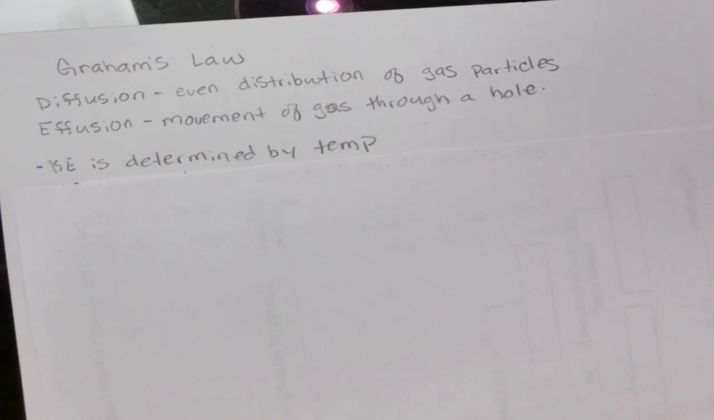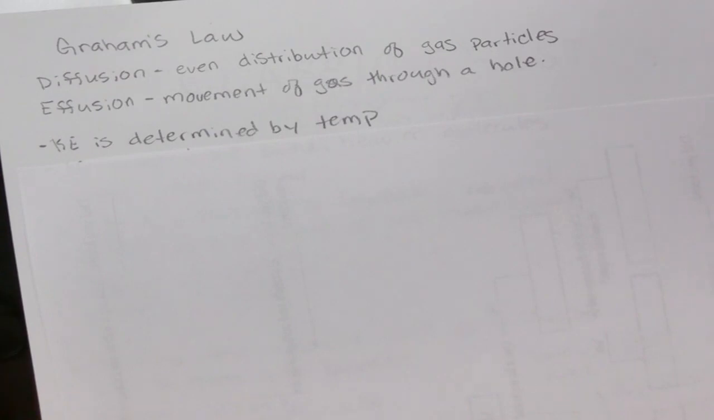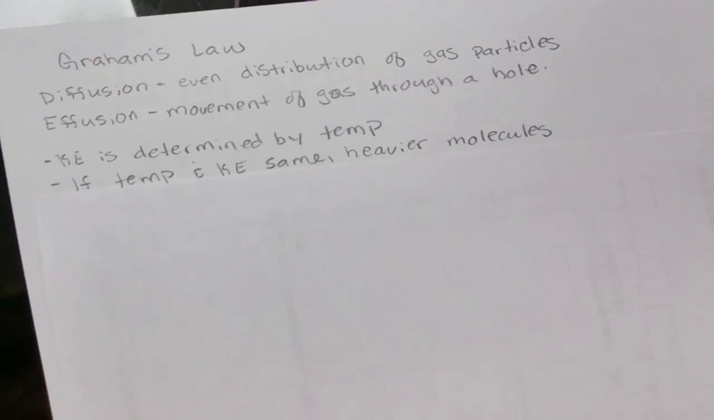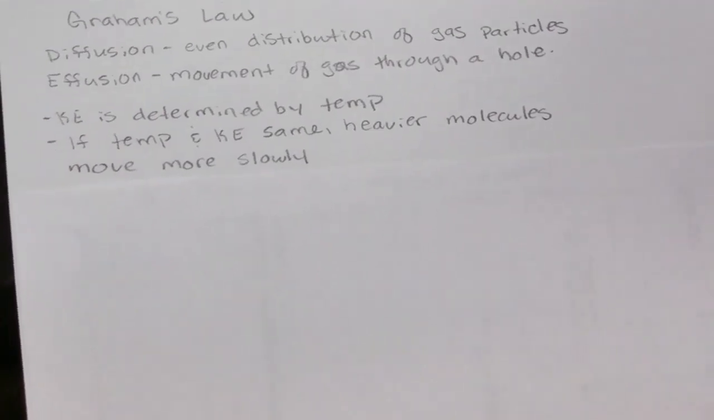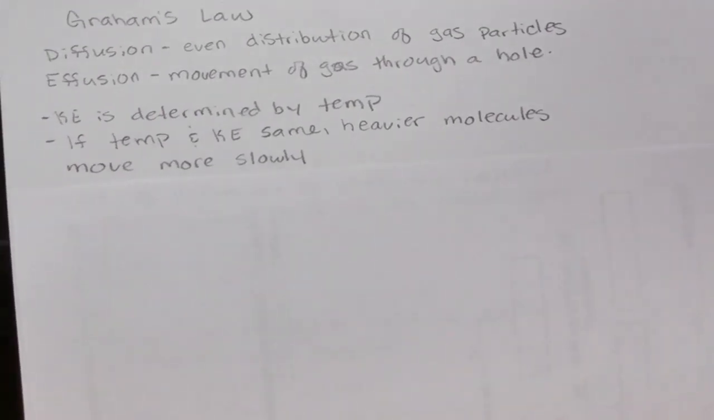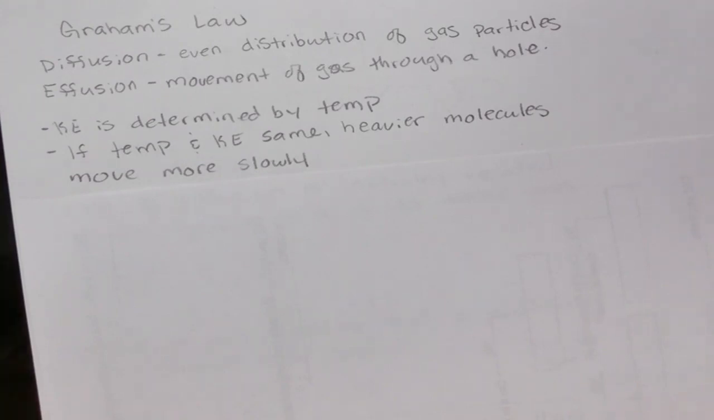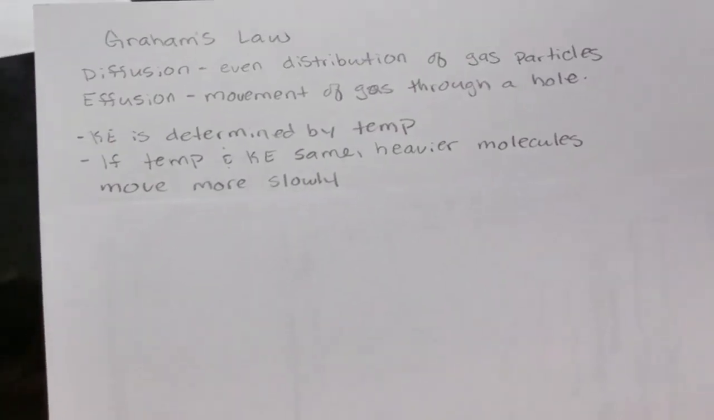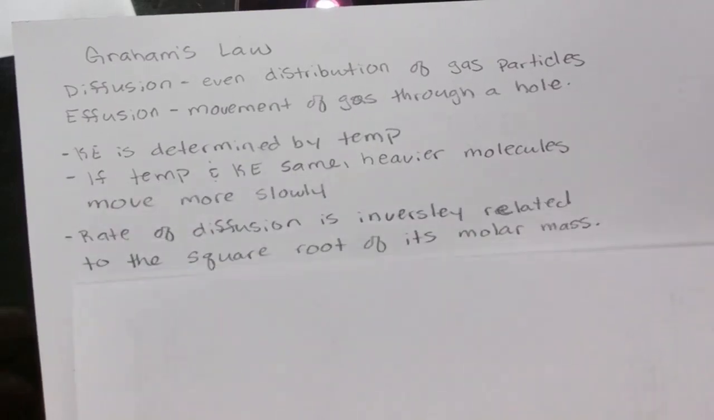Remember, kinetic energy is determined by temperature. As temperature goes up, so does kinetic energy. As temperature goes down, so does kinetic energy. Now, if temperature and kinetic energy are the same, then heavier molecules are going to move more slowly. So Graham's law is the relationship of a comparison, really, of how molecules move based on their molar mass, as long as temperature and kinetic energy are held constant. So those two things must be the same in order for Graham's law to work out.